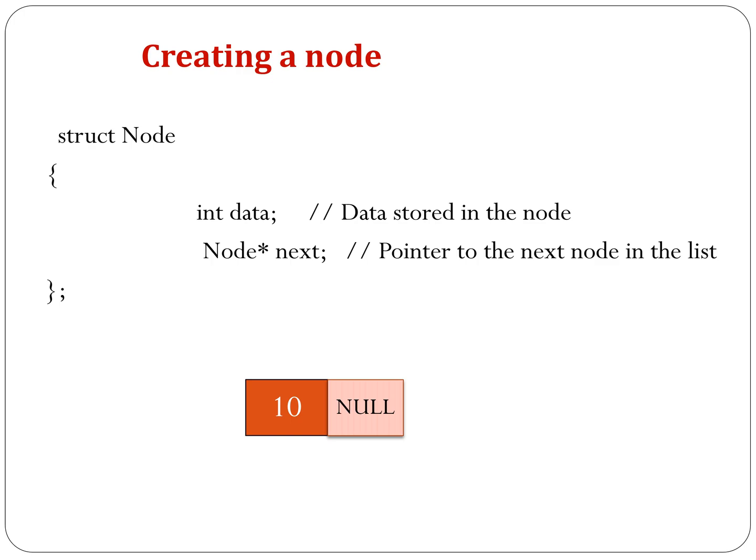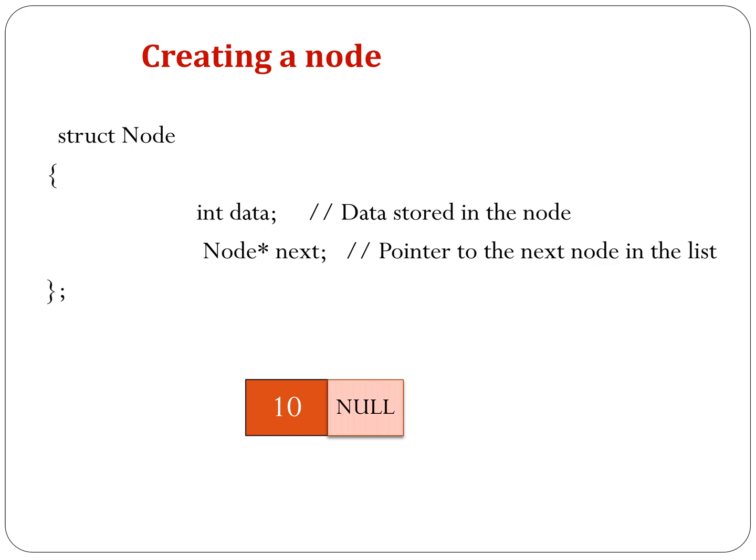So when we are going to create a new node, we create a node structure. How to define a structure? By using the keyword struct node. Inside that we have to define the data. Suppose you want to store data in the form of an integer. So we are going to use the data type int and data. So the data stored in the node is in the form of an integer.